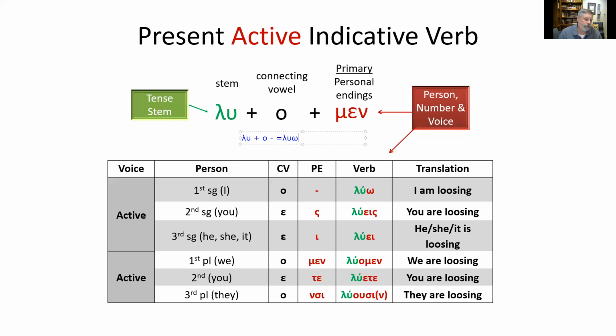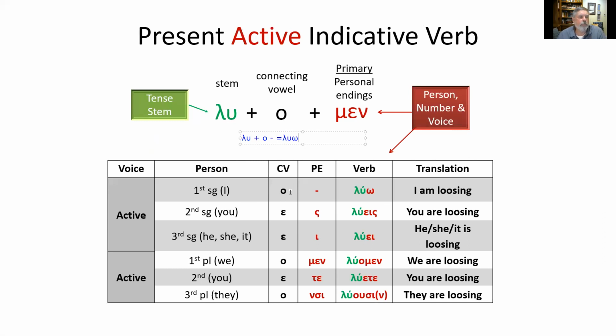Oftentimes, just like in nouns, in verbs the vowels will change. They'll combine, or shorten. And so, as here, the first person singular is lu-o. It's using the connecting vowel.